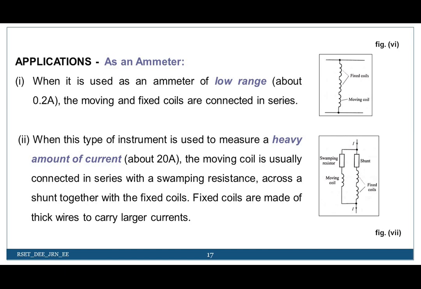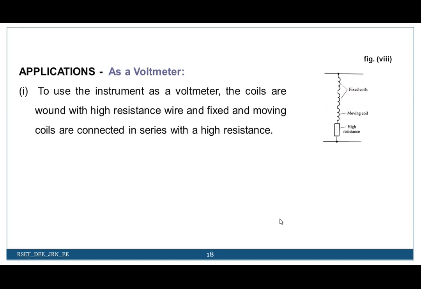Now the applications. When it is used as an ammeter, the two coils should be connected in series. If it is to measure low range current like 0.2 amps, we can see the diagram. Now when this instrument is used to measure a high amount of current, about 20 amps, the moving coil is usually connected in series with a swamping resistance across a shunt together with fixed coils. So swamping resistance and moving coil are connected in series, shunt and fixed coils are connected in series, and these two arrangements are connected in parallel. Fixed coils are made up of thick wires to carry larger currents.